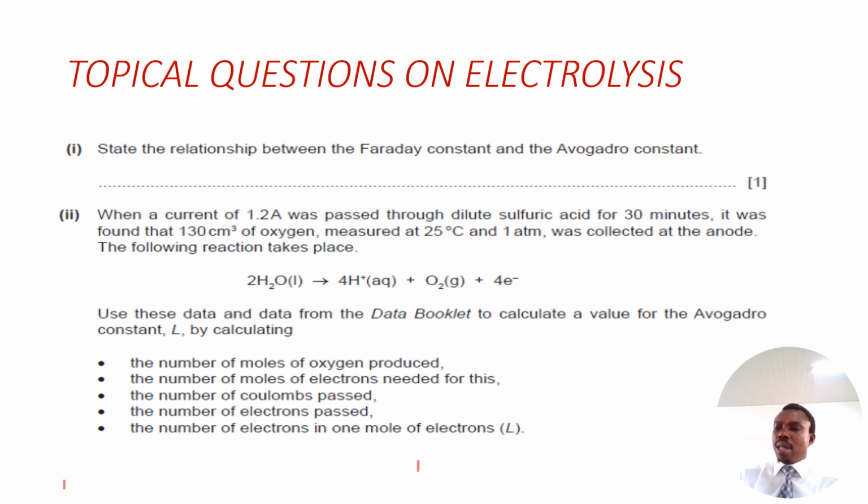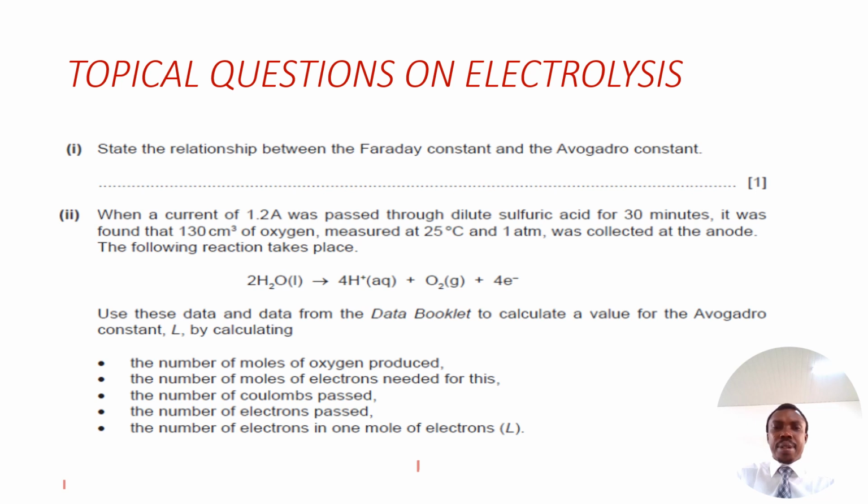So the next thing to do, you look at the question very well. From what we have, when a current of 1.2 ampere was passed through dilute sulfuric acid for 30 minutes, it was found that 130 cm3 of oxygen measured at 25 degrees was collected at the anode. So the first thing we need to do here is calculate the Faraday's constant for this particular electrolytic process.